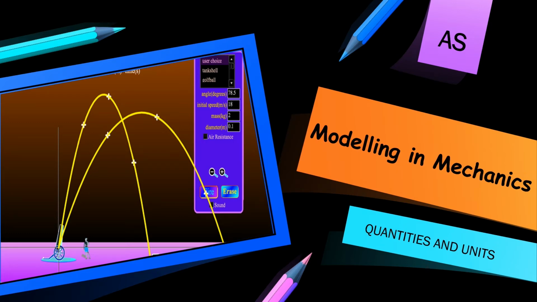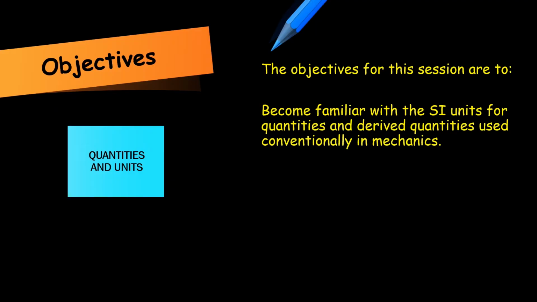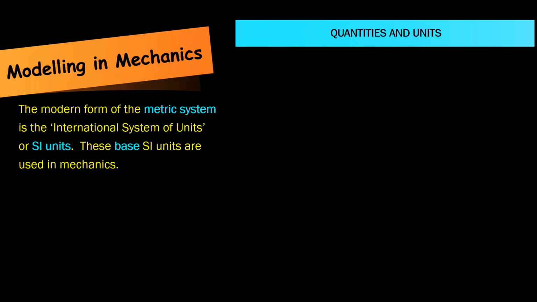Welcome to the session on modelling in mechanics, quantities and units. The objectives for this session are to become familiar with the SI units for quantities and derived quantities used conventionally in mechanics. The modern form of the metric system is the International System of Units, or SI units. These base SI units are used in mechanics.